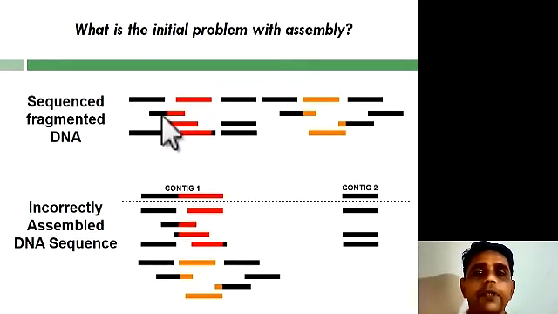It will be a mixing of the two. For example, this has half portion of the black and half portion of the red, right? Same way there are other sequences where a larger fragment of the red is there and a smaller fragment of the black is there. Same way for the others.